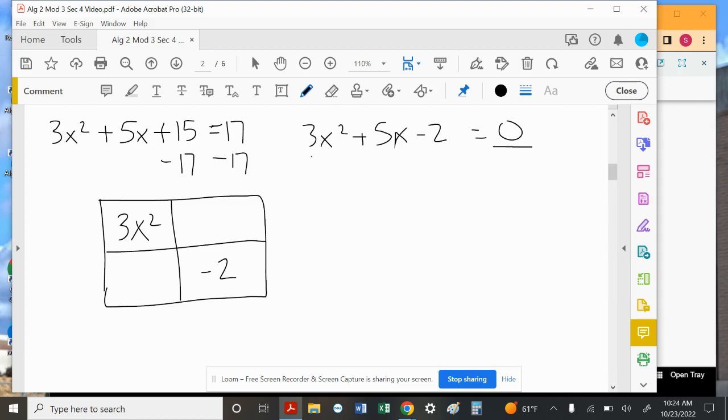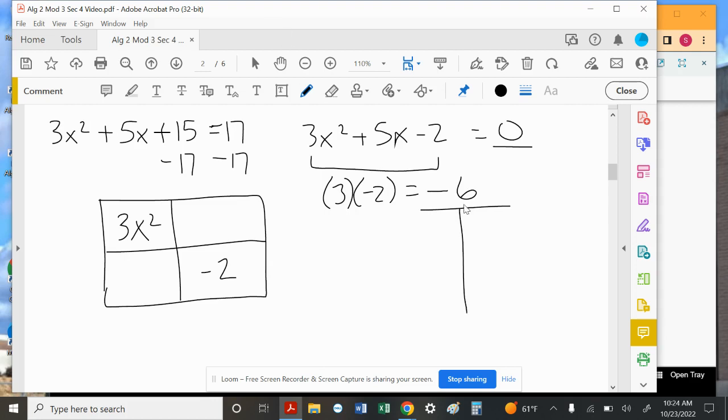Well, just like in the other problem, I'm first going to multiply the first term's constant and the last term. Notice I'm not dealing with the x squared, just the number in front. So 3 times negative 2 equals negative 6. I want to make sure you see this.